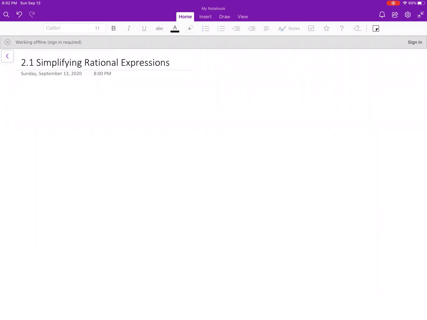So rational expressions, if you look at the word rational, you can see the word ratio, and ratio means fraction. So we're talking about algebraic expressions with letters and numbers and plus and minus and division and multiplication put into a fraction form. So actually the division is the fraction.